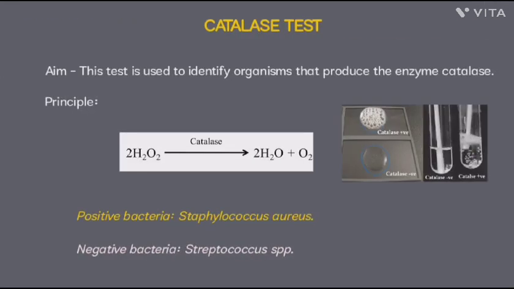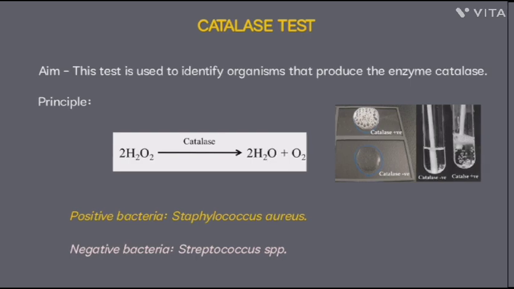Catalase test. Aim: this test is used to identify organisms that produce the enzyme catalase. Principle: this enzyme detoxifies hydrogen peroxide by breaking it down into water and oxygen gas. The bubbles resulting from production of oxygen gas clearly indicate a catalase positive. Catalase positive bacteria: Staphylococcus aureus. Catalase negative bacteria: Streptococcus species.